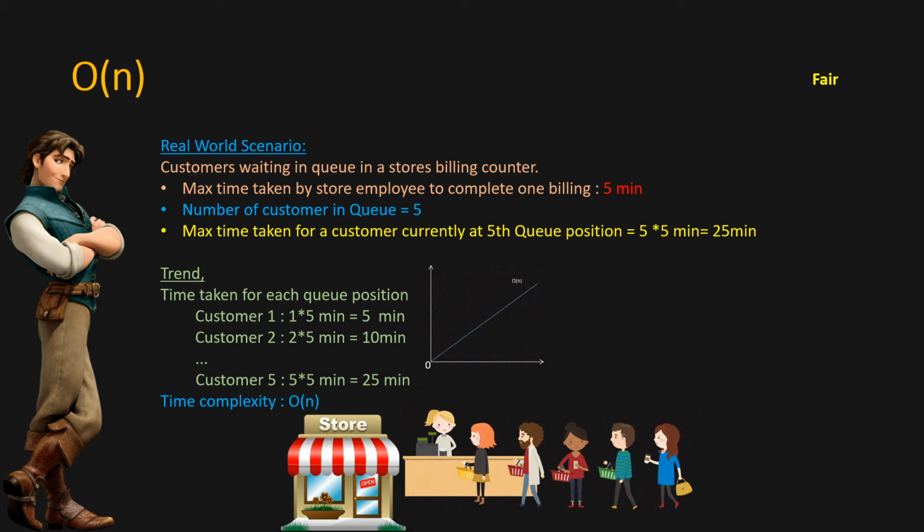Also assume that there are only 5 customers in the queue at this time. So if we calculate the time for a customer to complete billing, we can see that the first customer takes 5 minutes. The second customer takes 10 minutes, as he needs to wait for the first customer's billing to be over and then wait for the store employee to complete the billing process. Likewise, the customer at the fifth position has to wait for 5 into 5 minutes, that is 25 minutes in total, in this queue. Such a time progression has time complexity of O(n).